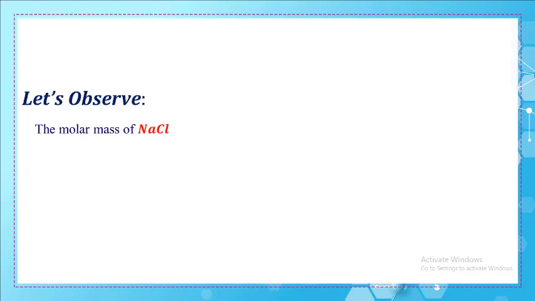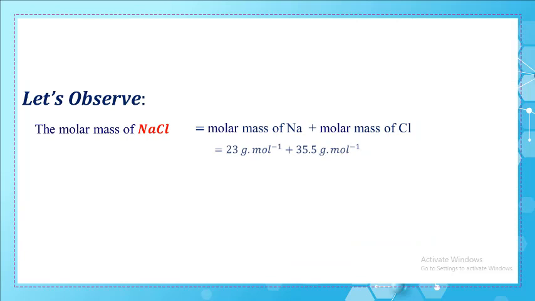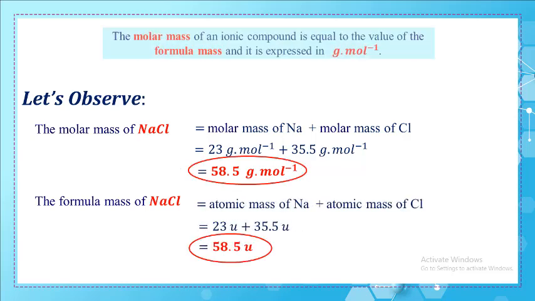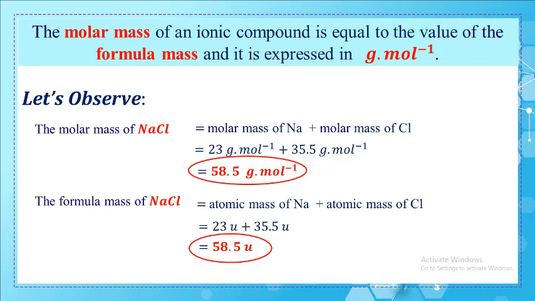Let's observe together. The molar mass of NaCl is 58.5 grams per mole. However, the formula mass of NaCl is 58.5 u. We notice that the molar mass of an ionic compound is equal to the value of the formula mass, and it is expressed in grams per mole.